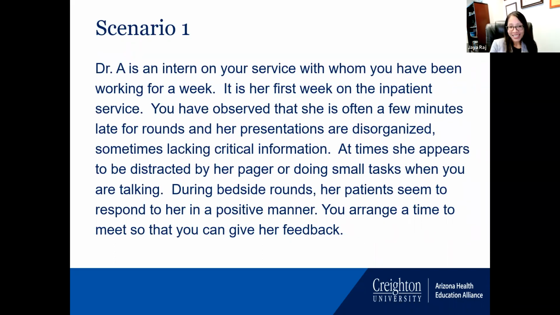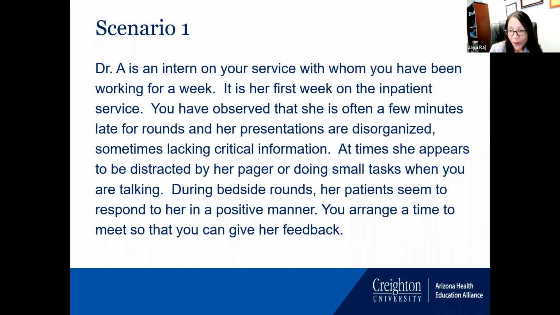So scenario one: Dr. A is an intern on your service with whom you've been working for a week. It is her first week on the inpatient service. You have observed that she is often a few minutes late for rounds and her presentations are disorganized and sometimes lacking critical information. At times, she appears to be distracted by her pager or by doing small tasks when you're talking. During bedside rounds, she seems engaged with her patients. Her patients seem to respond to her in a positive manner. And so you arrange a time to meet so that you can give her some feedback.